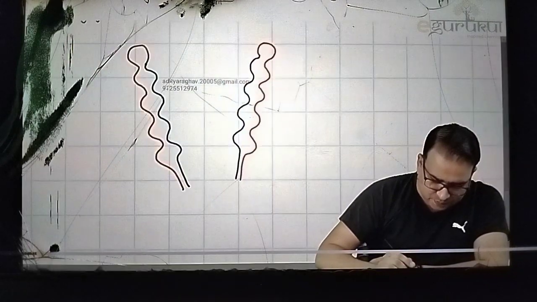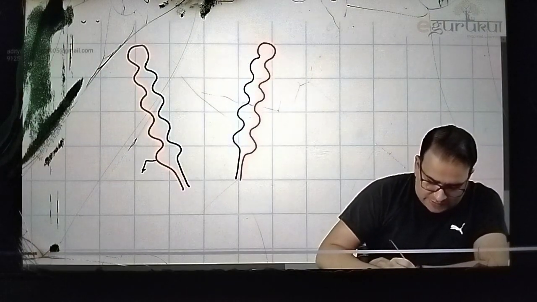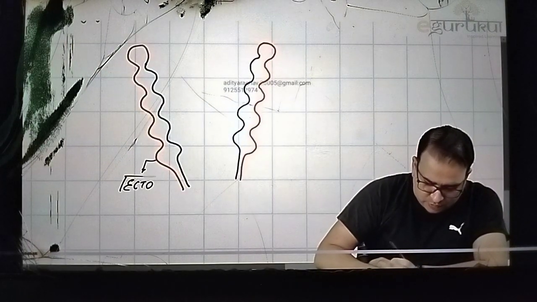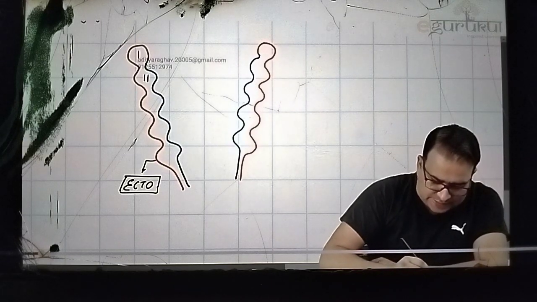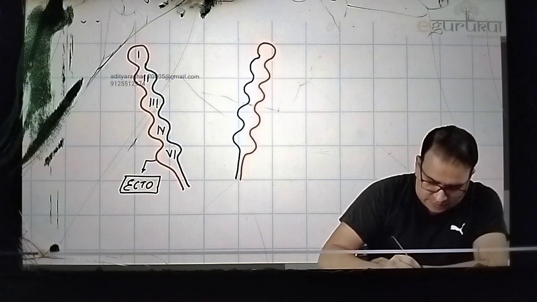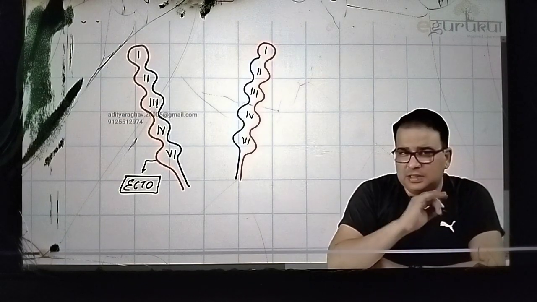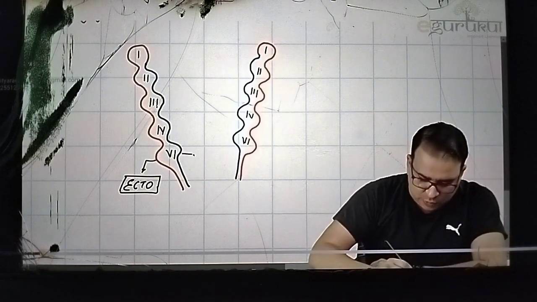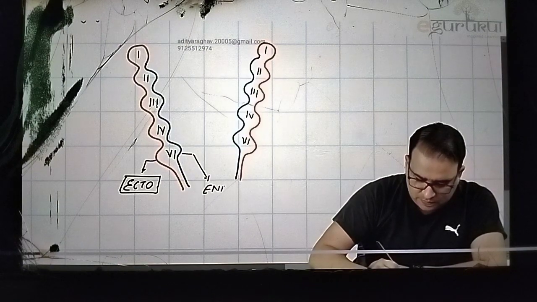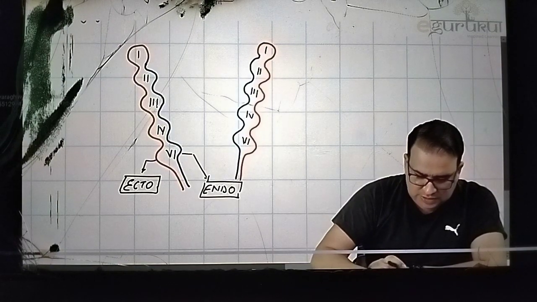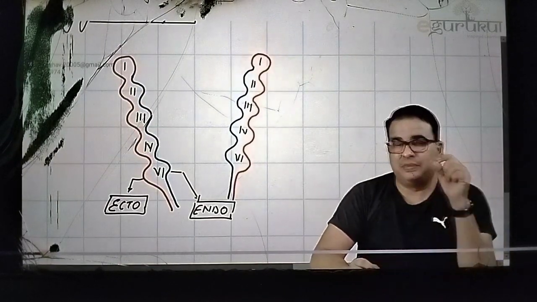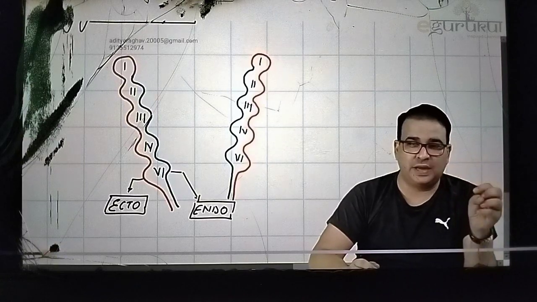Let us say this red color here represents the ectoderm of a pharyngeal arch. This is first, second, third, fourth, and sixth arch. Let us say this red color represents the ectoderm, and this blue color represents the endoderm of the pharyngeal arch. Now, I hope you've noticed something special about the first pharyngeal arch: it is covered with the ectoderm on both sides.